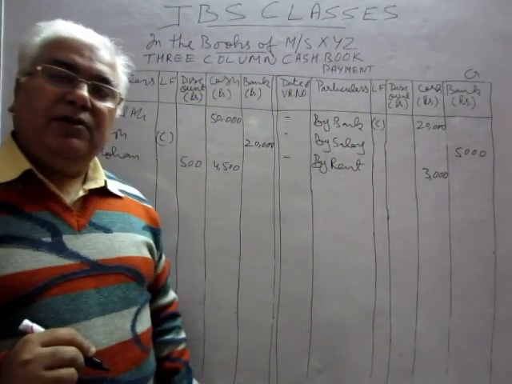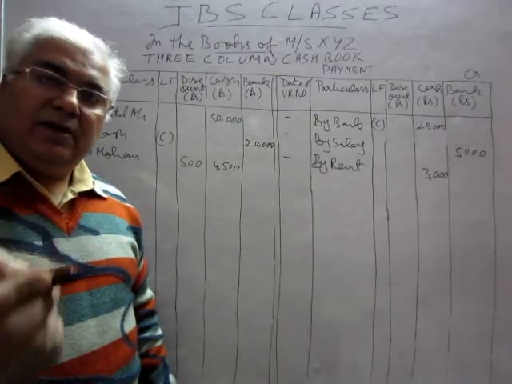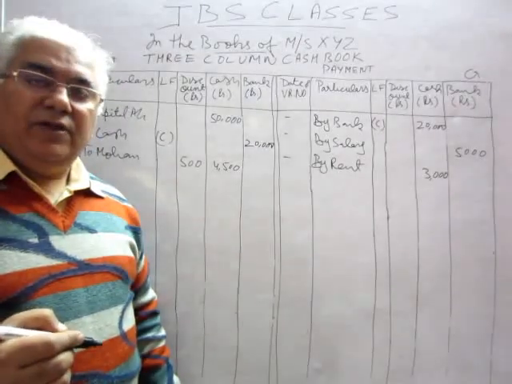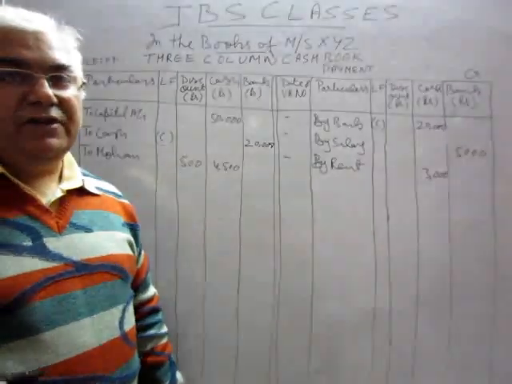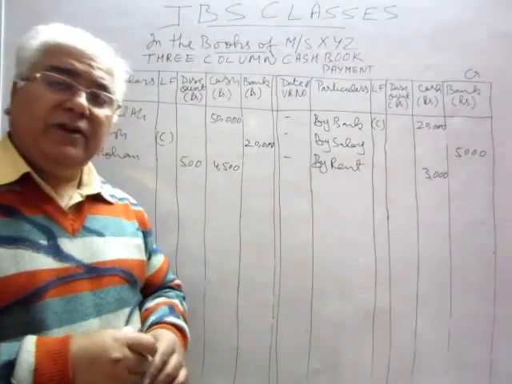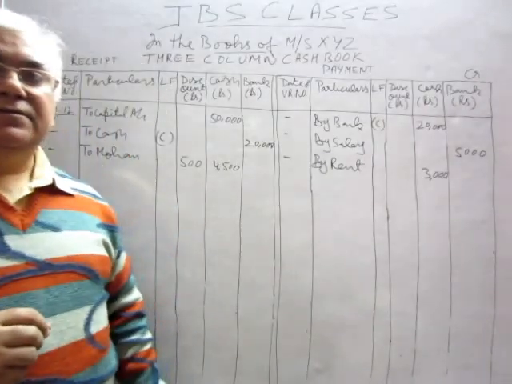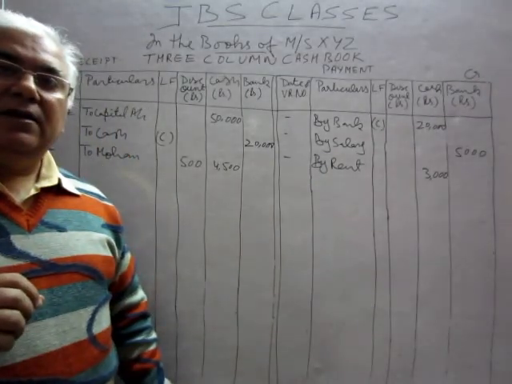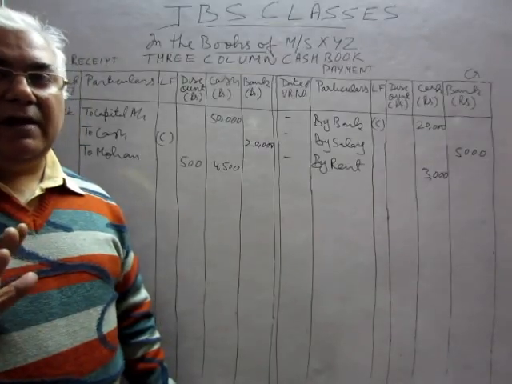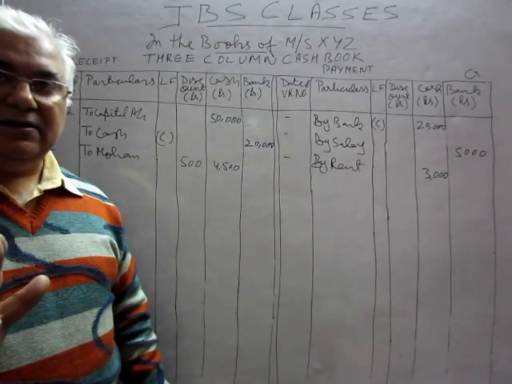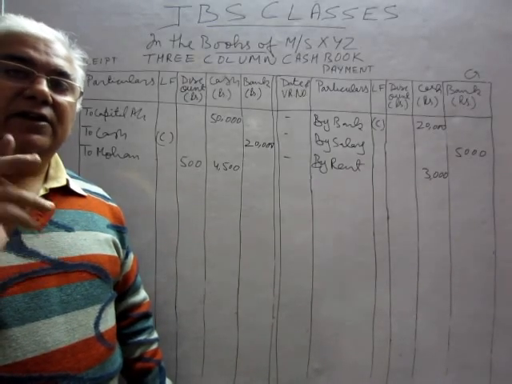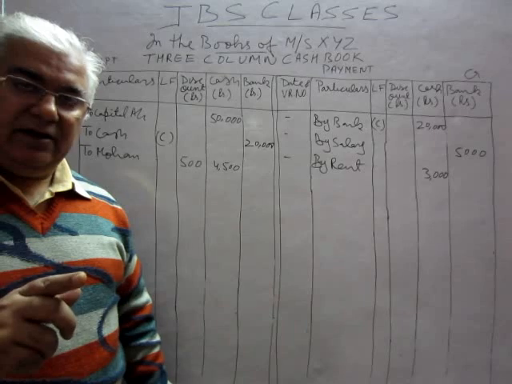Now let us make payment to Naresh, who is our creditor. We have to make him payment of 2,000, on which he allows us a discount of 100 rupees. So what will be the journal entry for this? Entry will be Naresh account debited with 2,000, because our liability of 2,000 is being settled. And the rule for liabilities is when they reduce, they are debited.